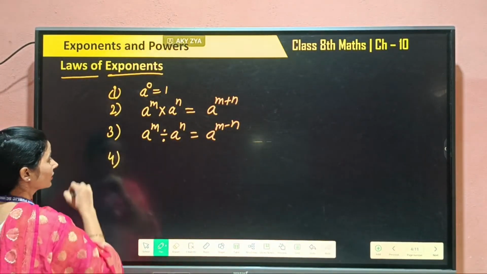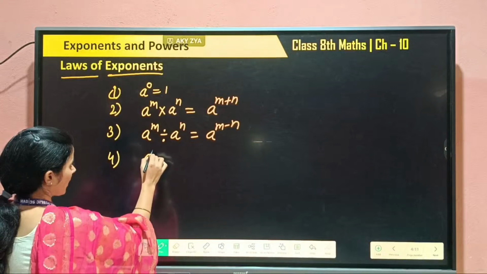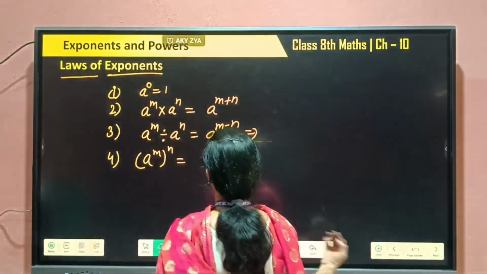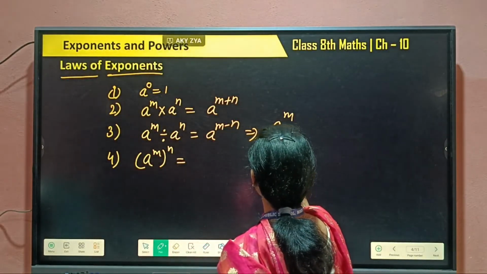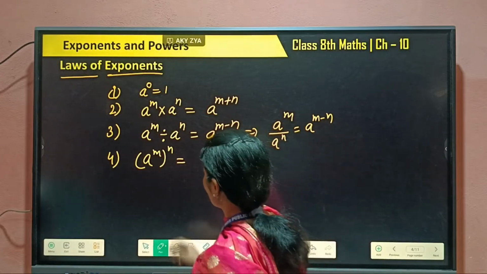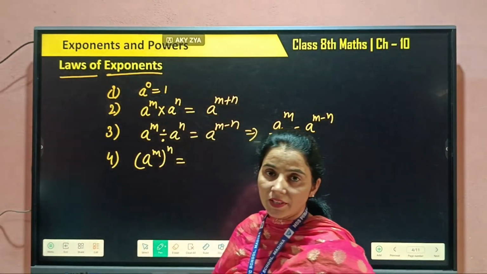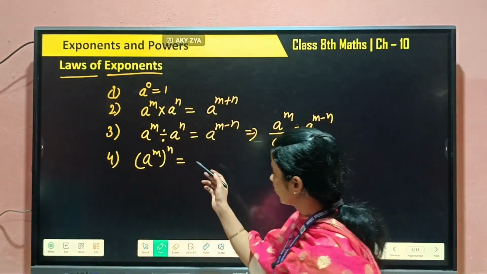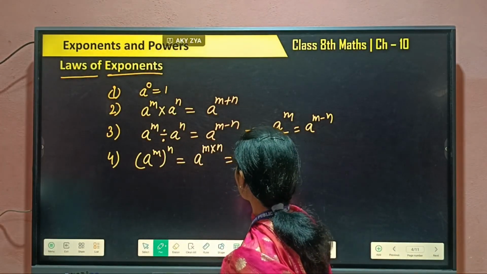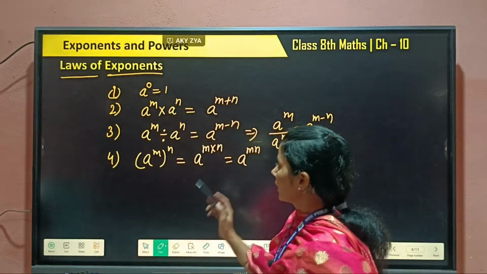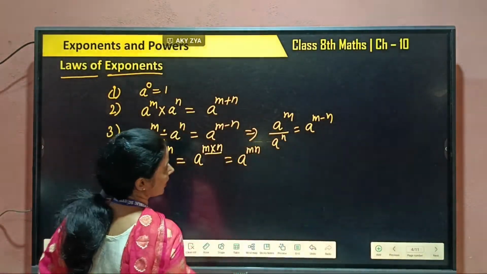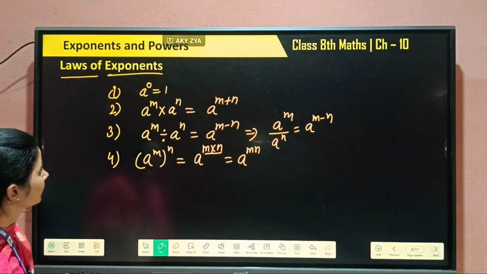Now, fourth is a raised to power m, then its power n. A raised to power m by a raised to power n will be a raised to power m minus n. A raised to power m, then again its power n is given, how will you solve it? The powers will multiply, m into n, that is a raised to power mn. If power to power is there, then these powers will multiply.